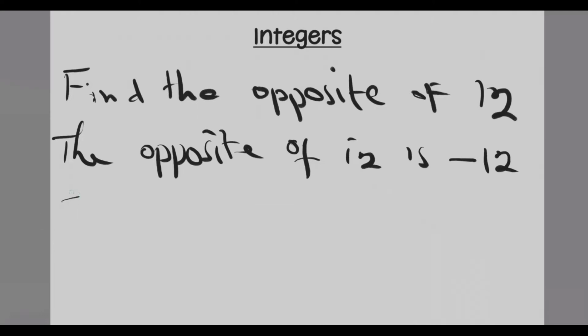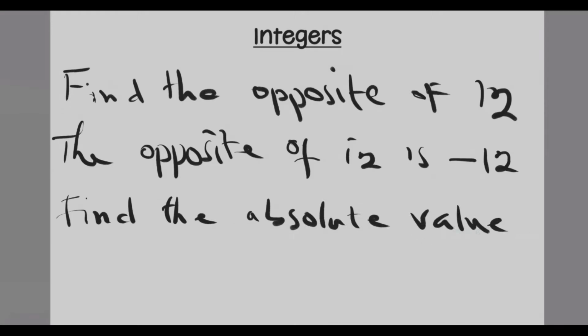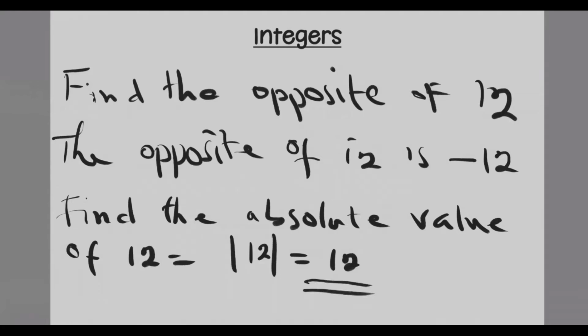So another question is find the absolute value of 12. The absolute value of 12 is going to be equal to, you're going to put double stroke, put a 12 in there, and that will give you 12. So you see how it is different. The opposite value of 12 is minus 12, but the absolute value of 12 is 12. That's because in absolute value, there is no negative number. It's usually a positive number, okay?